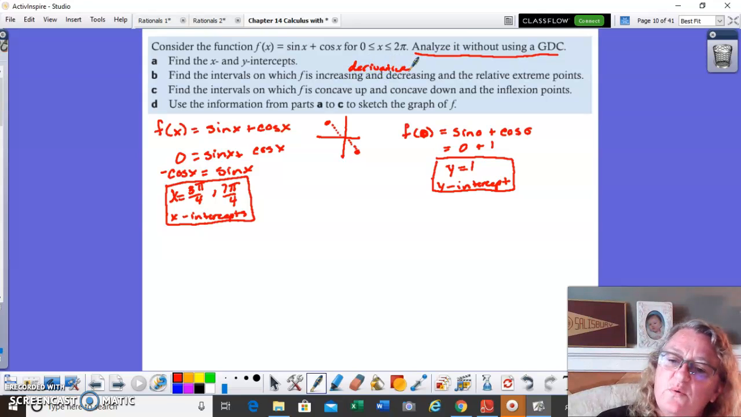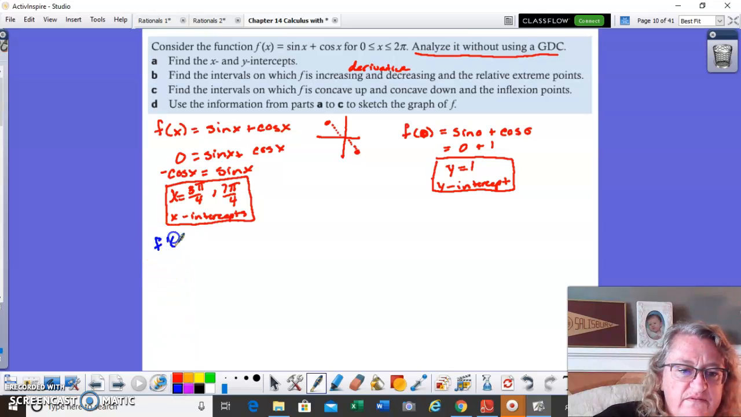When we looked at it before, we were looking at acceleration and velocity and displacement. We said when is the velocity positive and when is the velocity negative. That's your increasing and decreasing. And we want the relative extreme points for that as well. So what I'm going to do is I'm going to find the derivative. So part B, I'm going to find the derivative.